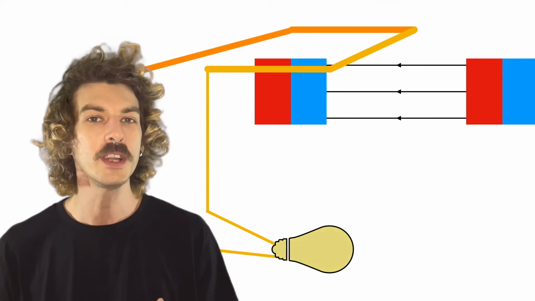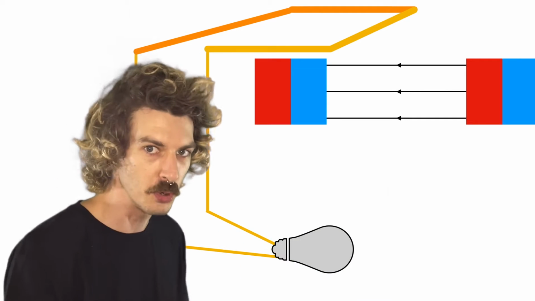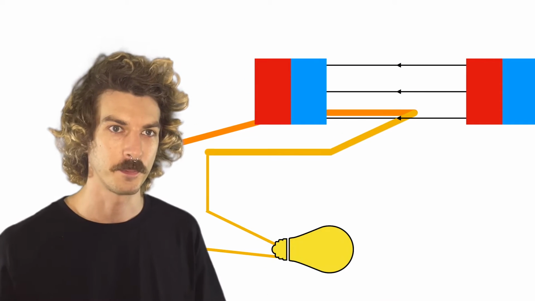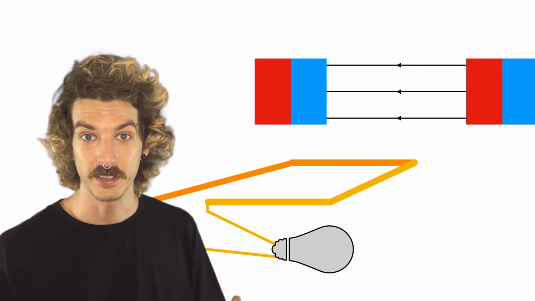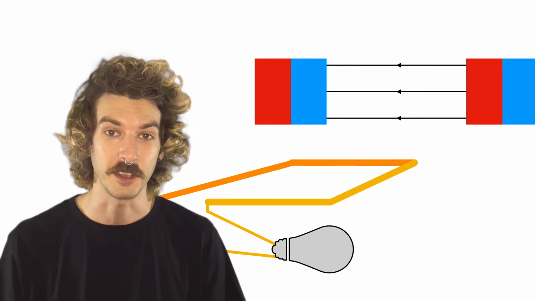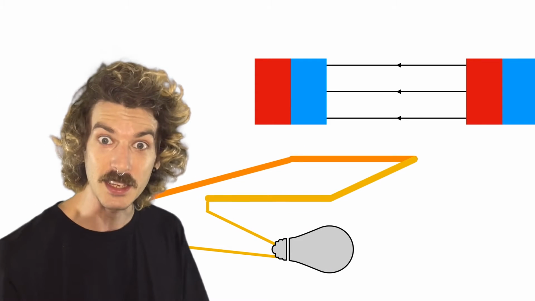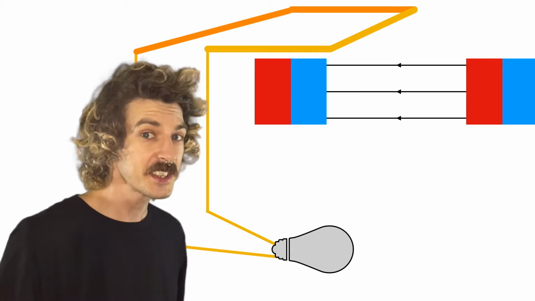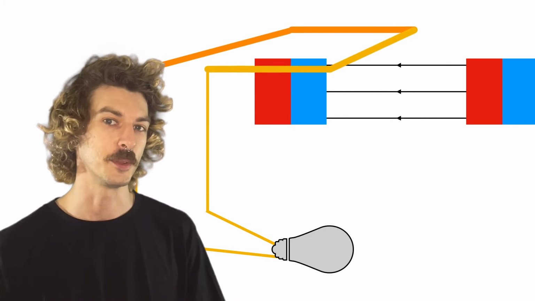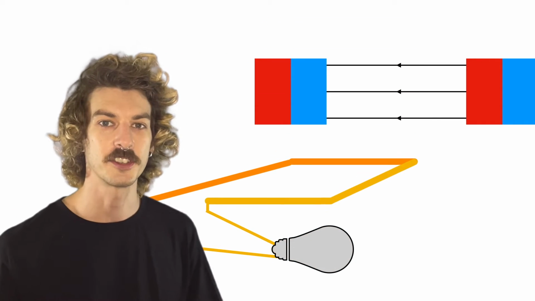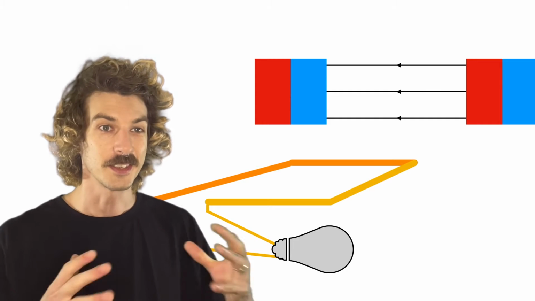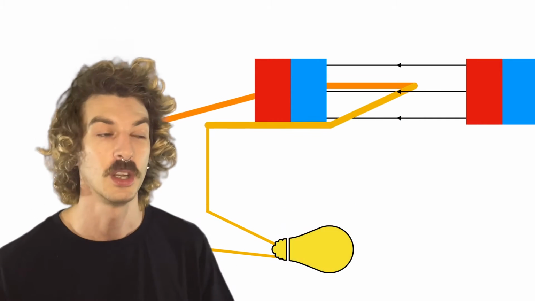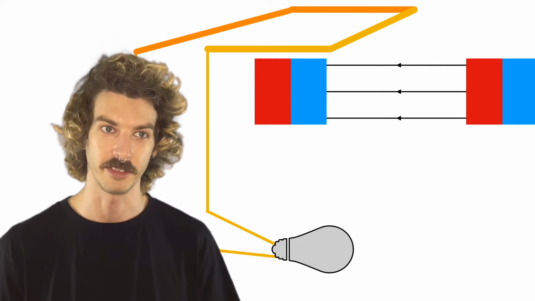The current only flows while the wire is moving. So as soon as we stop moving the wire, the current stops flowing. The size of the current depends on the strength of the magnetic field, and it also depends on the speed that we move the wire through the magnetic field. Reversing the direction that we're moving the wire through the magnetic field reverses the direction of the current. So this is called induced current, or induced potential, or the generator effect.